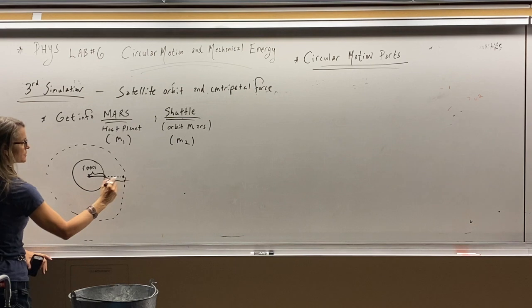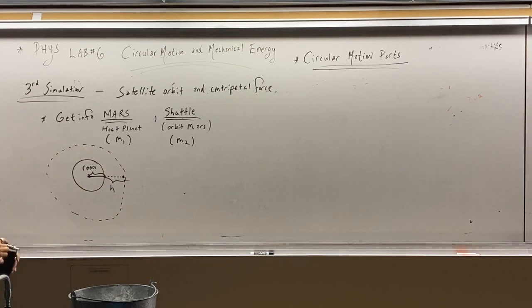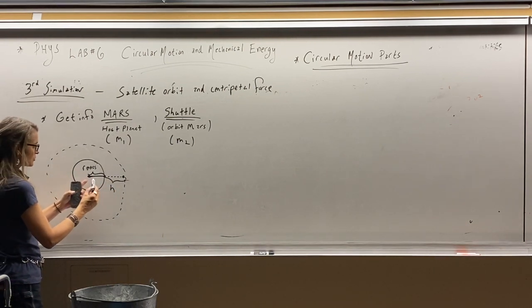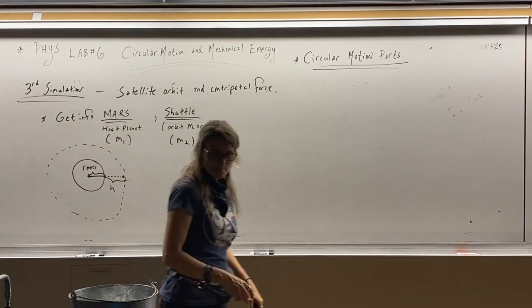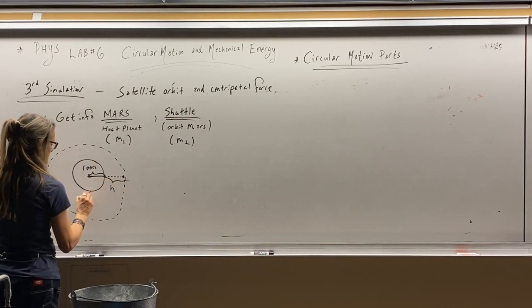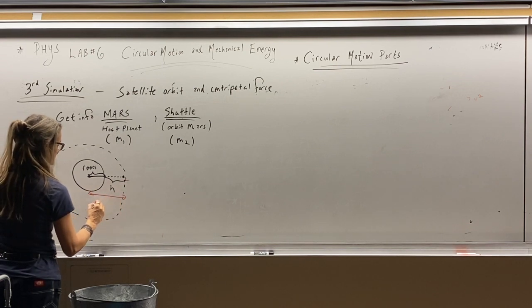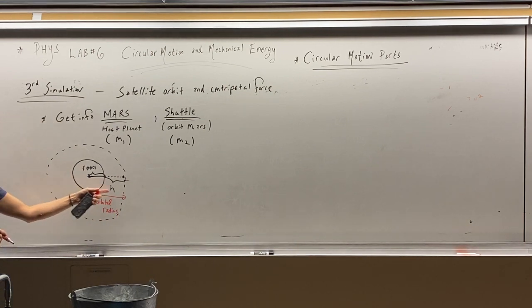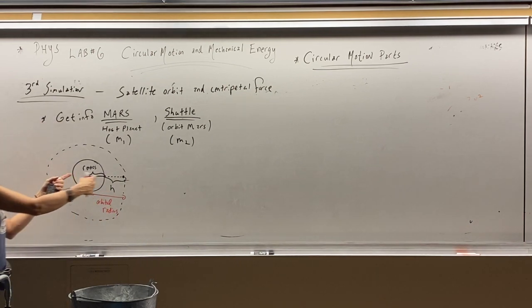So we typically use h as a value. So the orbital distance will be from the center to here. So this is your orbital distance, or your orbital radius. So it'll be r plus h, or you could call this total value r, okay?